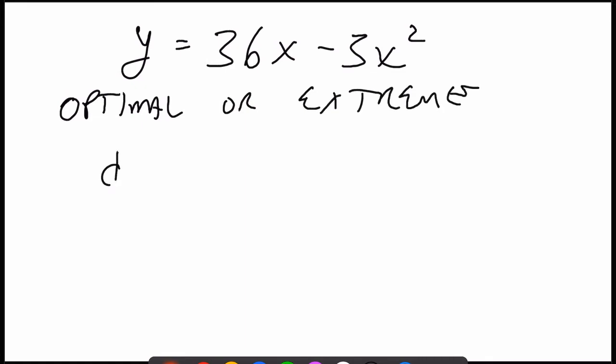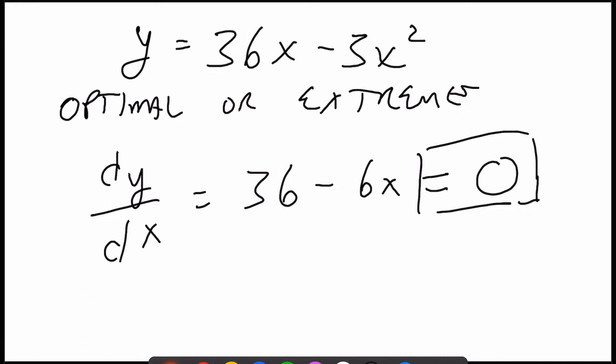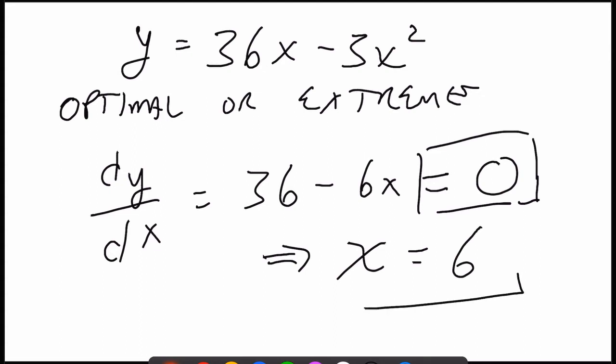So we take the derivative with respect to x, we get 36 minus 6x, and then we force that to be equal to 0, because that slope is 0, gives us the extreme values, either the max or the min. Okay? So that implies that x equals 6. All right, so now we have x equals 6. That's our max or our min.